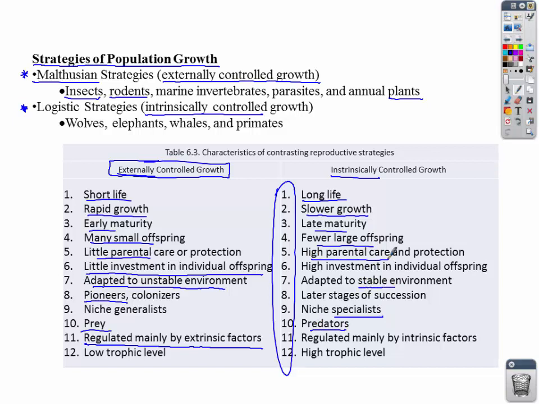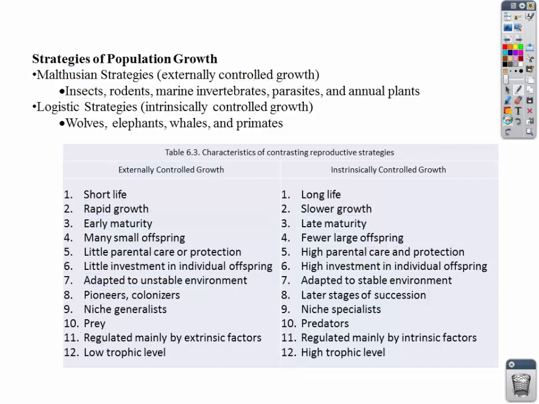So take a look at this. It's just a nice chart that shows the difference between two different kinds of species, ones that are externally controlled and ones that are intrinsically controlled. You should take a look at that and understand the difference between those, and it should make sense to you.